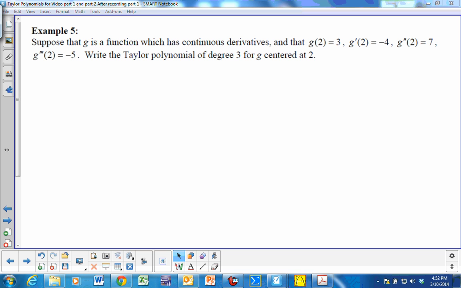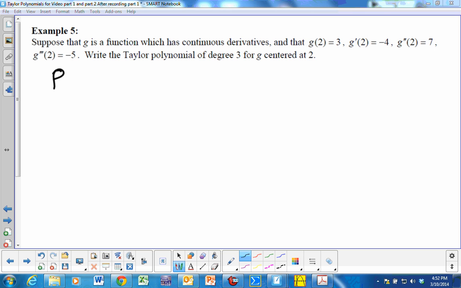This is our Taylor Polynomials, part 2. In part 1, we learned the basic formula and did a couple of examples, and now we want to write down the Taylor polynomial here. They've given us the values. We just need to fill it in. So let's remember what that Taylor polynomial looks like.